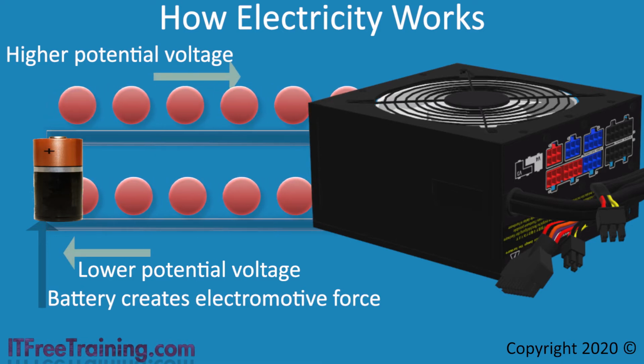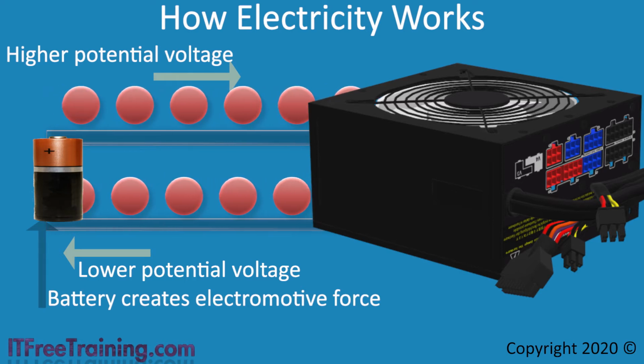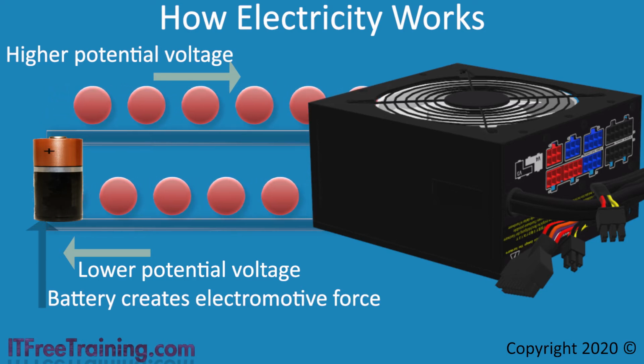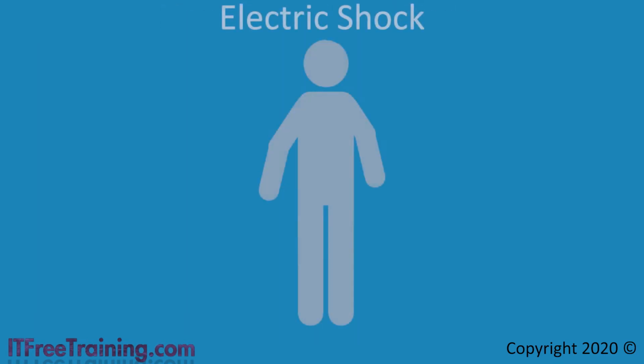If you think of it like water, one is a tank full of water, the other is empty. The water travels to the empty tank from the full tank. When the difference between the voltages becomes zero, the electricity will stop flowing, or to put it in simpler terms, the battery is dead. So now that we understand how electricity works, let's consider what it does to a human if we come in contact with it.